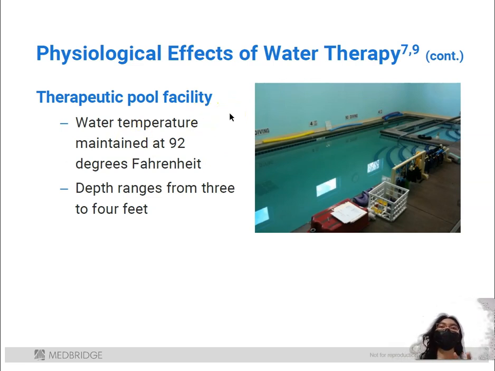Alright, so therapeutic pool facility, the recommended water temperature should be maintained at 92 degrees Fahrenheit. Okay? And the depth ranges from 3 to 4 feet. So we wouldn't want yung masyadong malalim kasi para maiwasan natin yung issues of drowning.